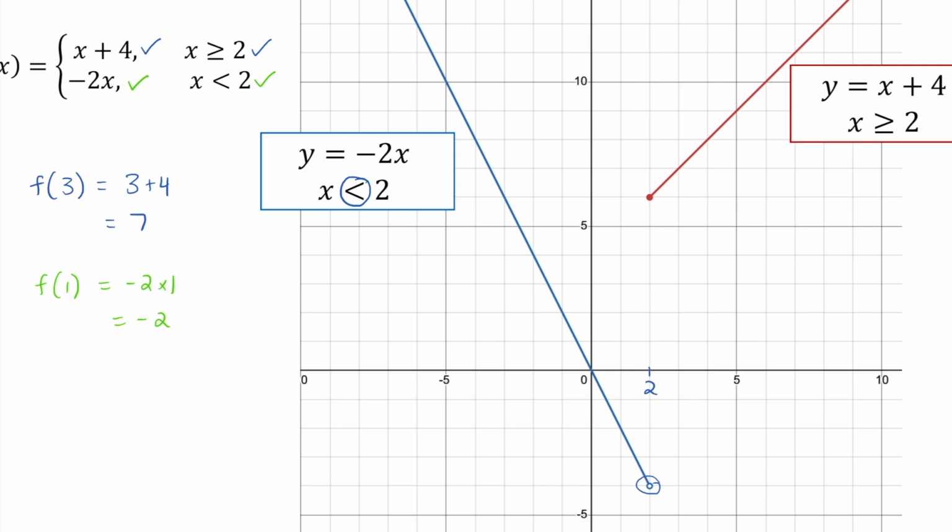Now, we can have questions where we combine both parts of our inequalities. Let's say I had f of 3 plus f of 1. That means I have to use two different parts of the function in order to evaluate. Because I've already calculated these values, what I end up with is 7 minus 2. And that's how I look at a piecewise function both graphically and algebraically.